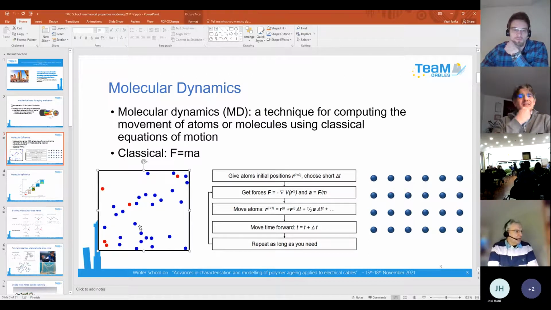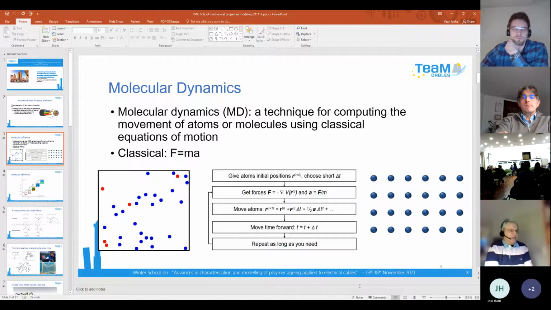If we start right from the basics, then what is molecular dynamics? It's simply a technique for computing the movement of atoms or molecules using classical equations of motion. So basically we are solving Newton's second equation, force equals mass times acceleration.